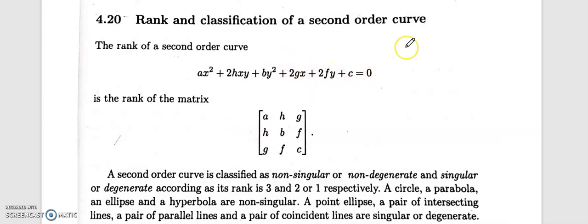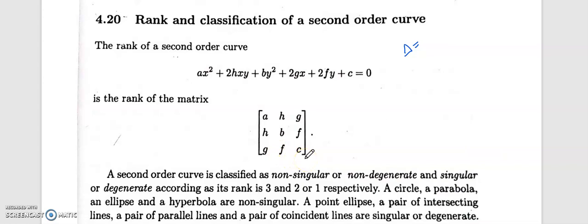So we have found what is delta. Delta was the determinant of the matrix AHG, then HBF, GFC. We have seen this matrix already. For this matrix, you can find out the rank. You have already learned how to find the rank of a matrix. The rank of this matrix is defined as the rank of a second order curve. So the rank of second order curve is the rank of the matrix AHG, HBF, GFC.